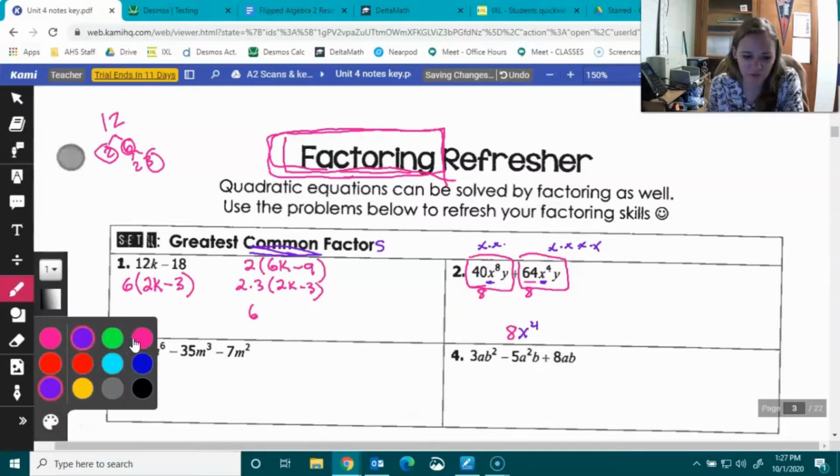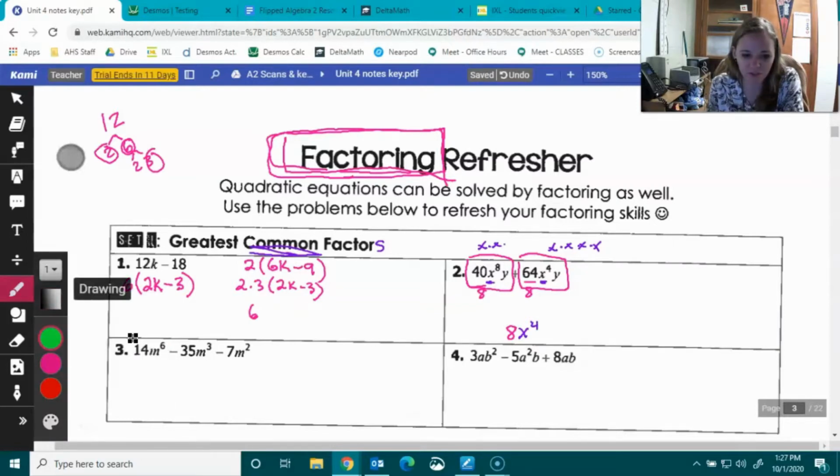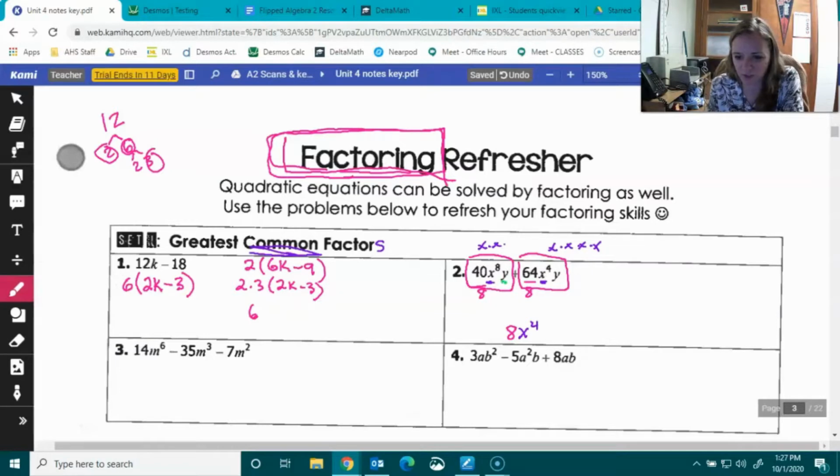And then, just for kicks and giggles, I'm going to do these in different colors, just in case it helps. Alright, I've got a y. How many y's do I have? 1. And then how many y's do I have here? 1. So, yeah, they both have a y, so I can take out a 1y.